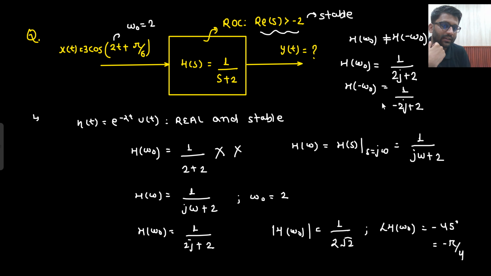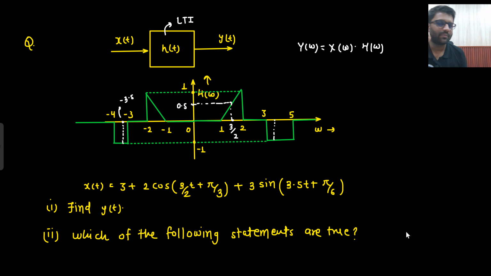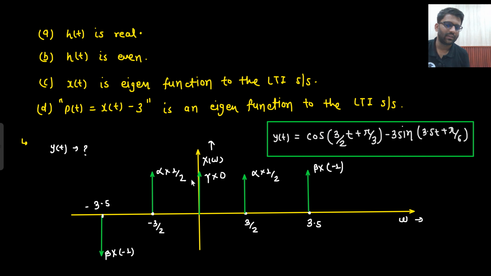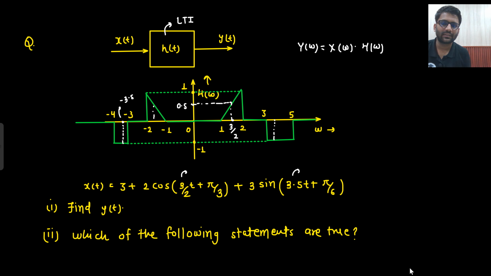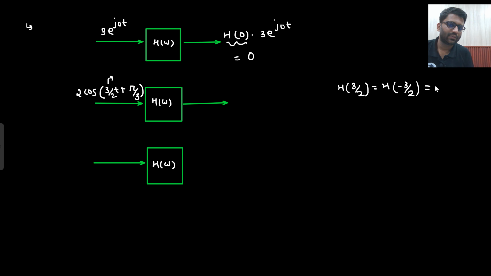If both are not equal, then I would have gone to the analysis of whether h(t) is real and stable or not. So first I need to check if H(ω₀) is equal to H(−ω₀) or not. If they are equal, then my job is done. What is the value of ω₀ here? ω₀ is 3/2. If I check H(3/2) and H(−3/2), both are the same, 0.5. So if both are the same, then my job is done.